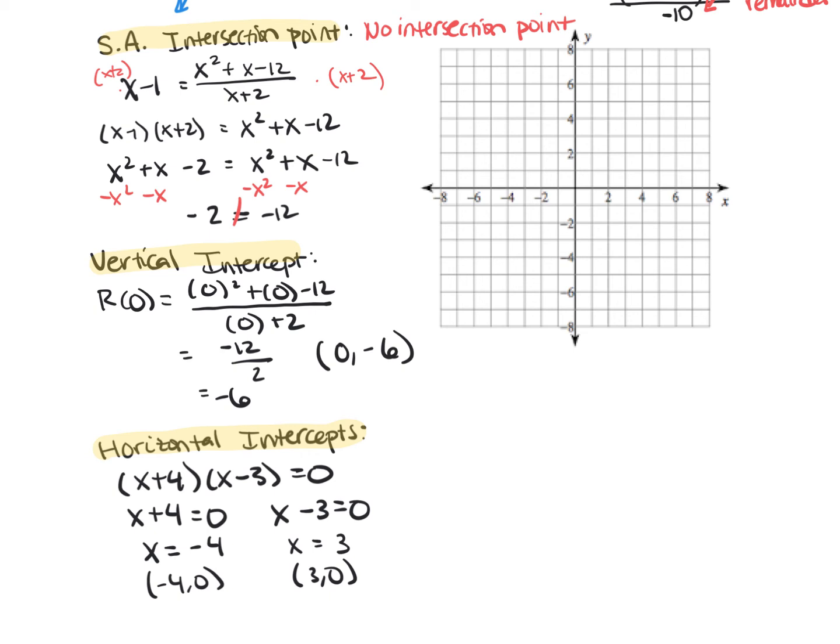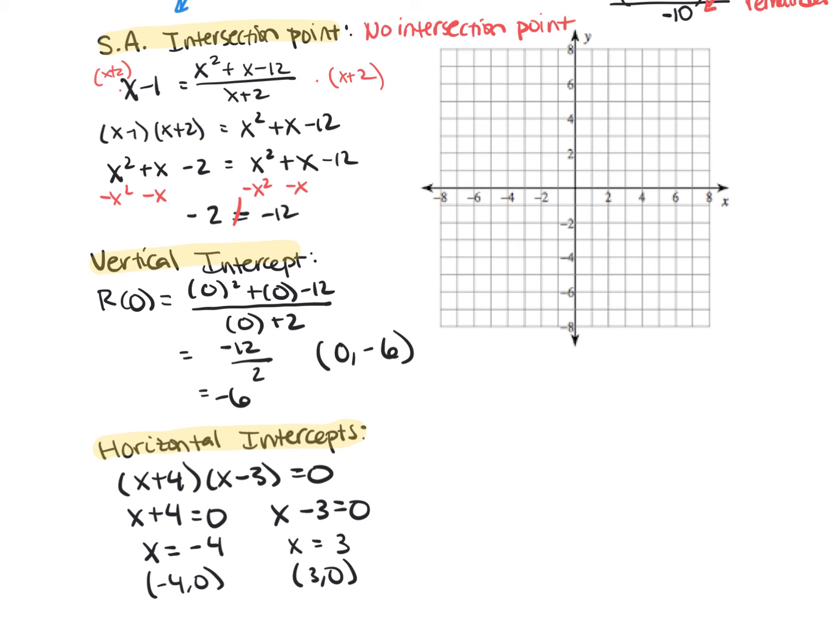Very lastly, we need to make a table and draw the graph. Now for the table, we're going to make sure that it includes all important points. That means vertical intercepts, horizontal intercepts, holes, which we do not have, any slant asymptote intersection points, which we do not have, as well as working around that vertical asymptote.